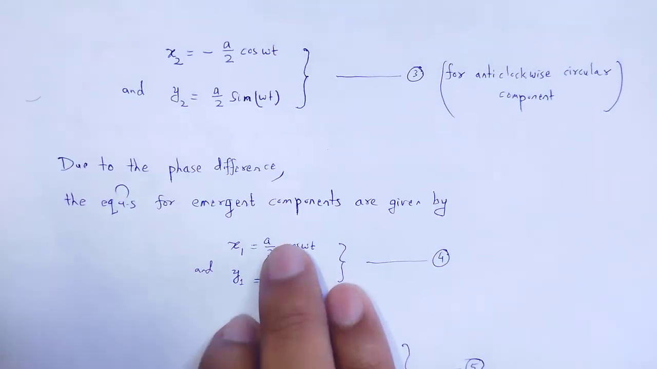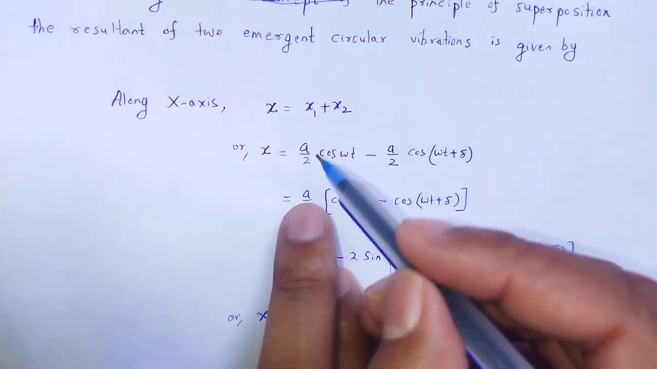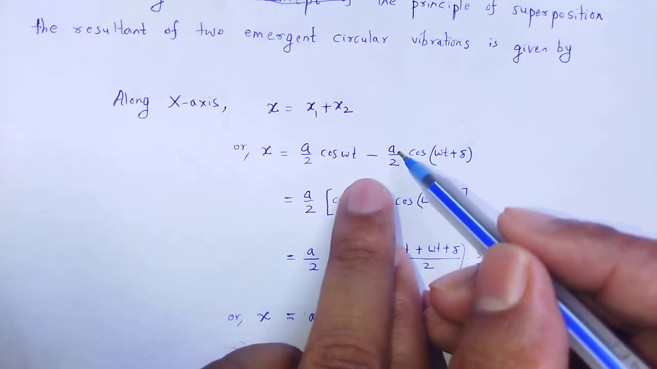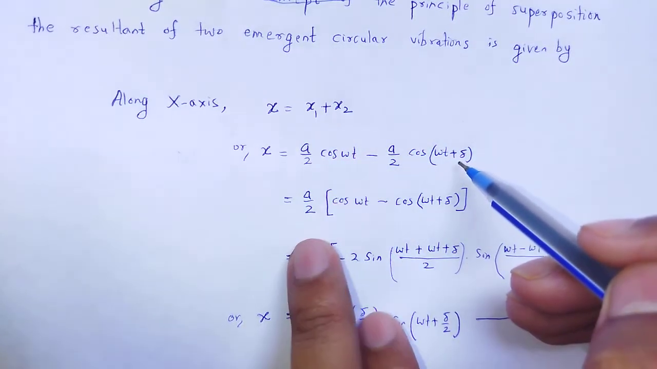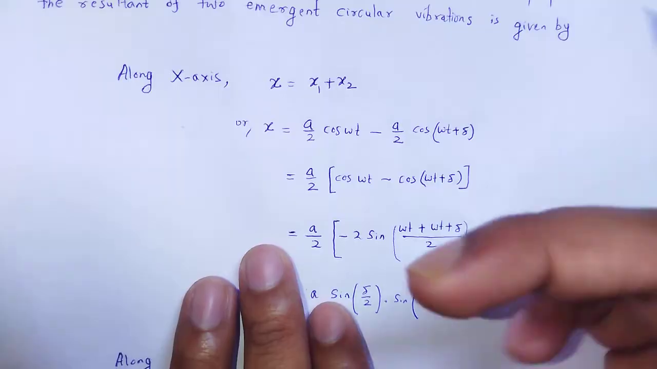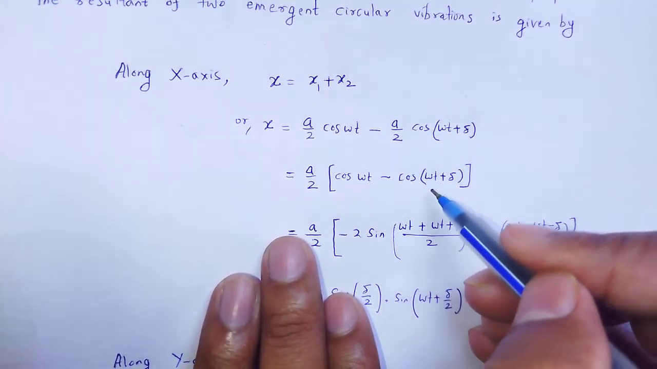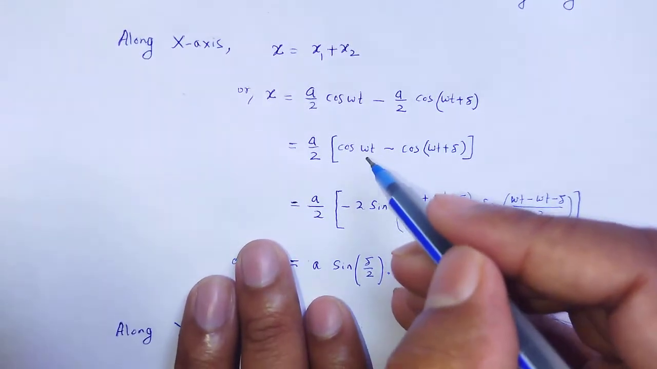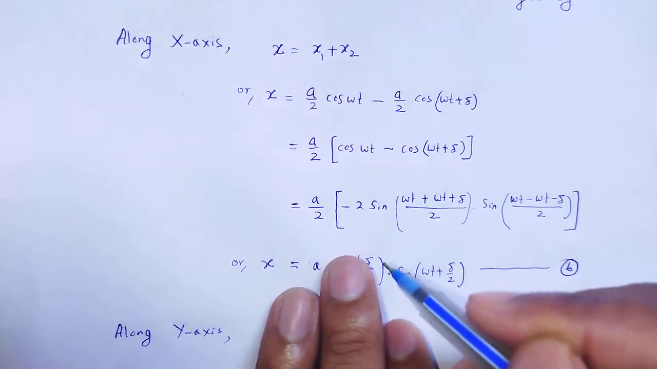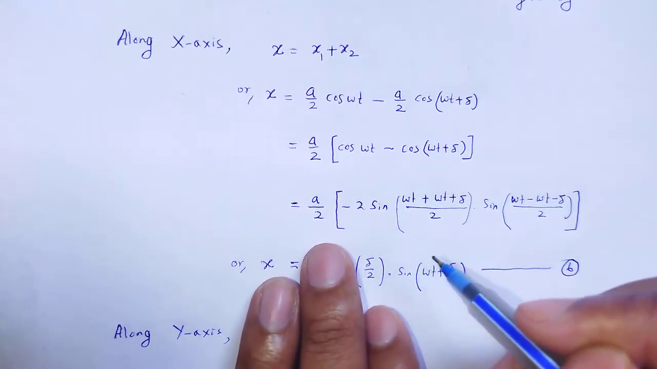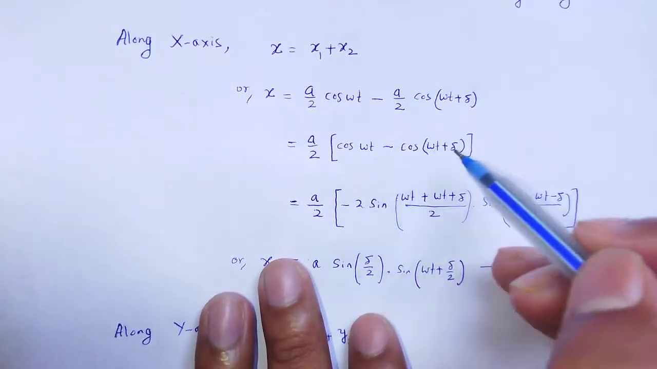x1 plus x2. So the value of x1 is a by 2 cos omega t, and the value of x2 is minus a by 2 cos omega t plus delta. We simplify it, a by 2 common, inside the bracket cos omega t minus cos omega t plus delta, cos a minus cos b. In trigonometry we use the formula minus 2 sin a plus b by 2 into sin a minus b by 2. So that formula is used.